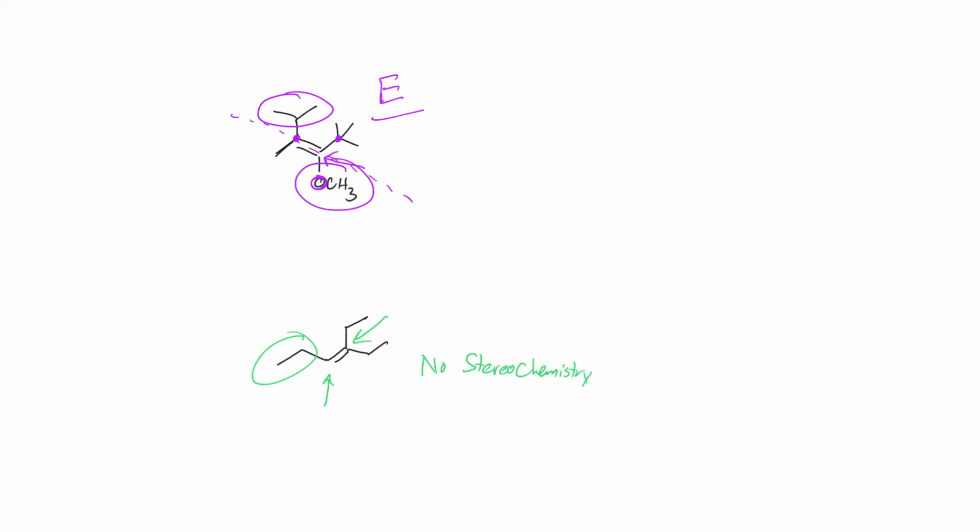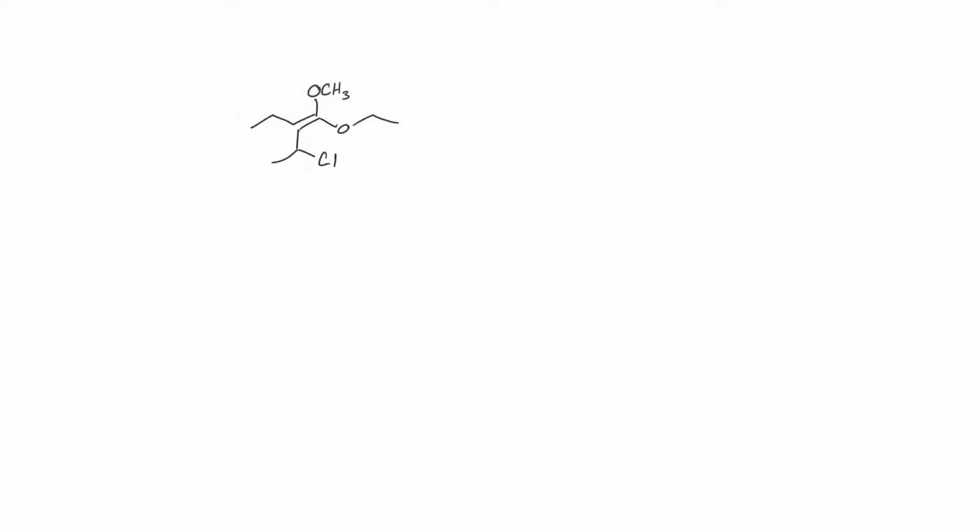And if I ask you to write this answer on an exam, you can certainly abbreviate that with NS as opposed to E or Z. So this has no stereochemistry. Don't make the mistake of thinking that every alkene has to be E or Z. Some of them are neither, and that's because they generally have two of the same group attached to one of the alkene carbons. One more example here.